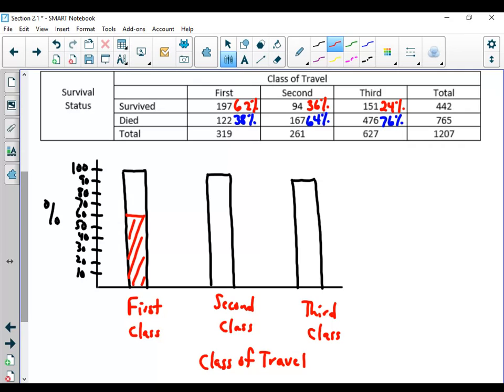And then I'm going to do the same thing for second class and the same thing for third class. The second class will go to 36. Break it off. And since I did the percentage that survived on the bottom of the first one, I want to make sure I do it on the bottom of the second one as well. And finally, the third class was 24%.